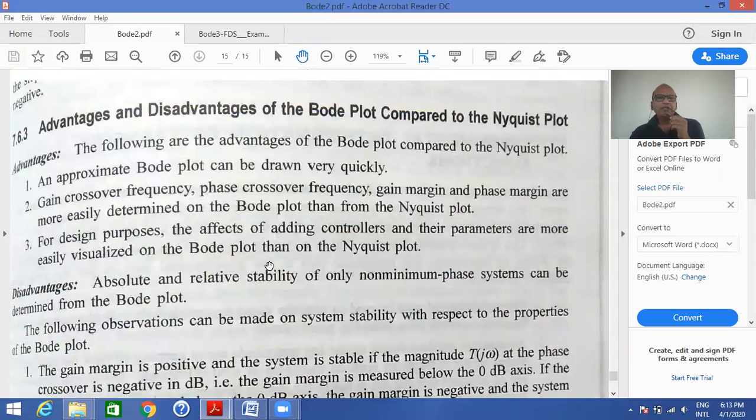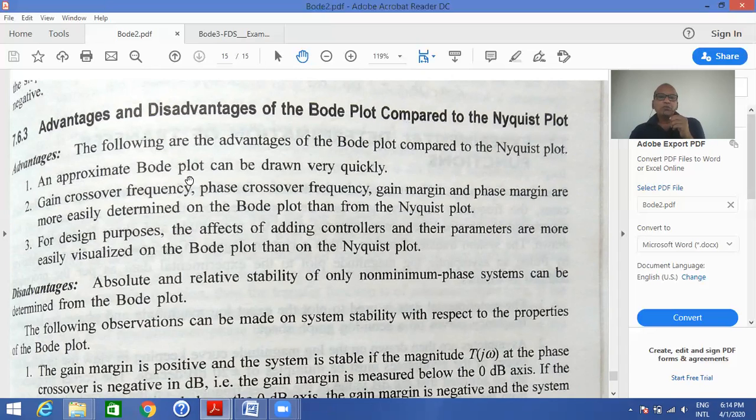Then, what are the advantages and disadvantages of the Bode plot compared to the Nyquist plot? Nyquist we'll see later on. The Nyquist plot is nothing but a plot of the magnitude against the phase. If you draw the polar plot and take the mirror image of the polar plot, that is the Nyquist plot. The Nyquist plot is again used to determine whether the given system is stable or unstable.